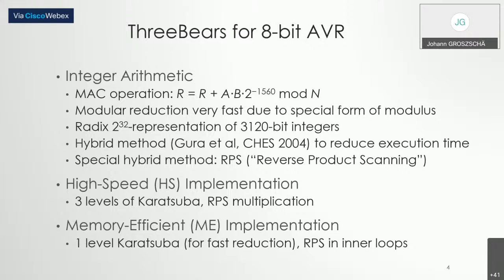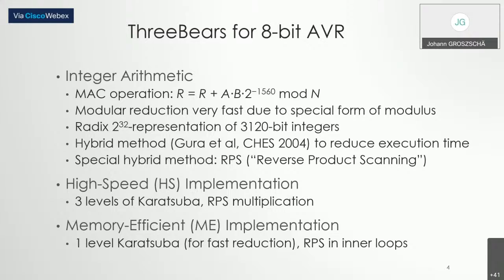In our implementation, we use a radix 2 to the power of 32 representation of the integers, which means that from a high level point of view, the multiplication uses this so-called hybrid method, which is a combination of operand scanning and product scanning, which means the algorithm has a nested loop structure.